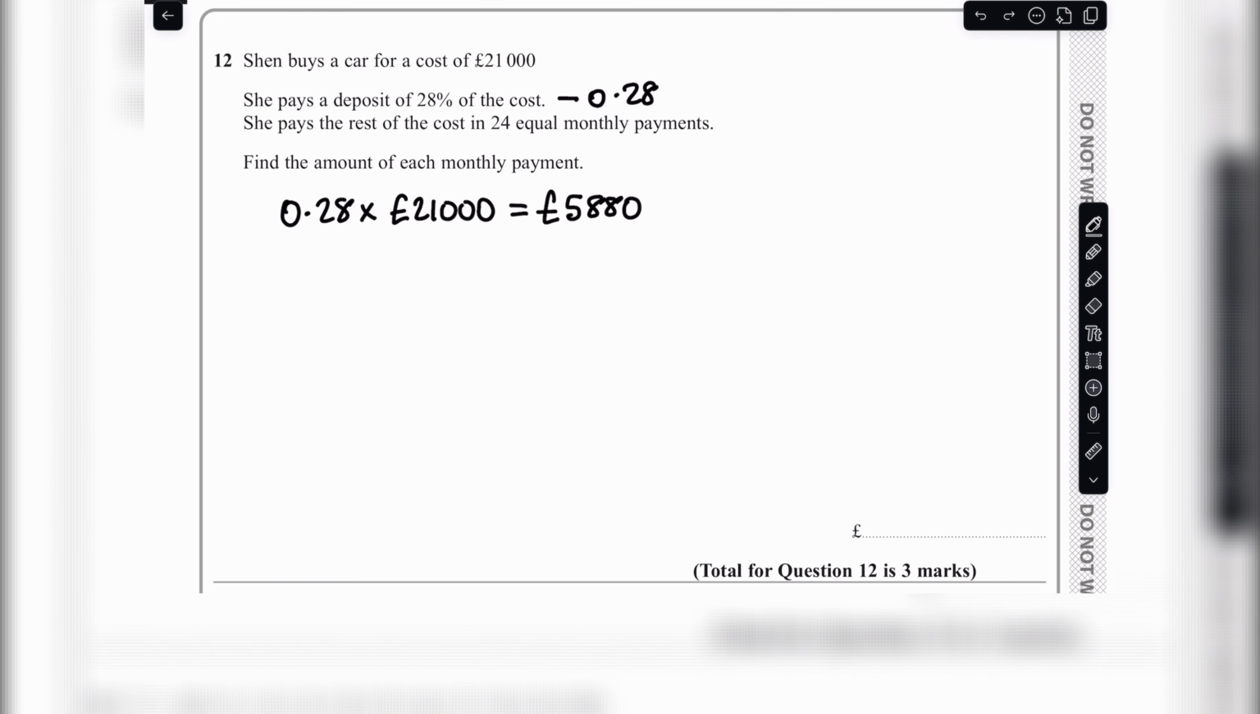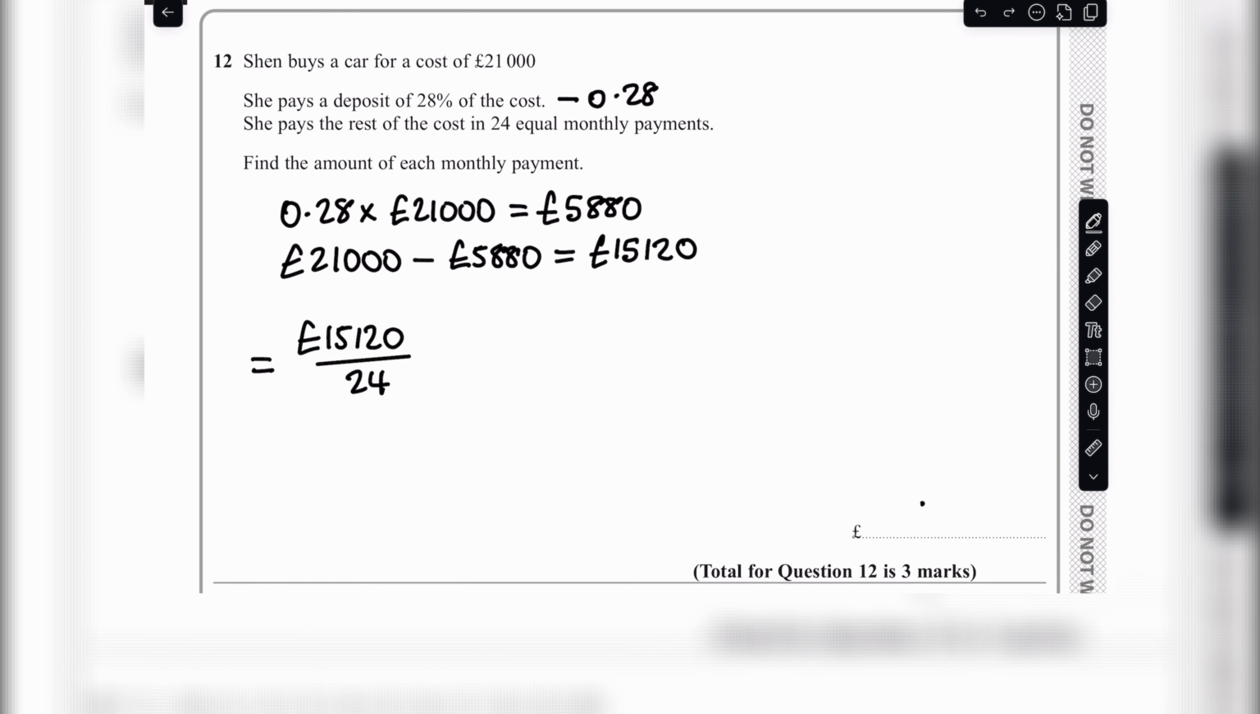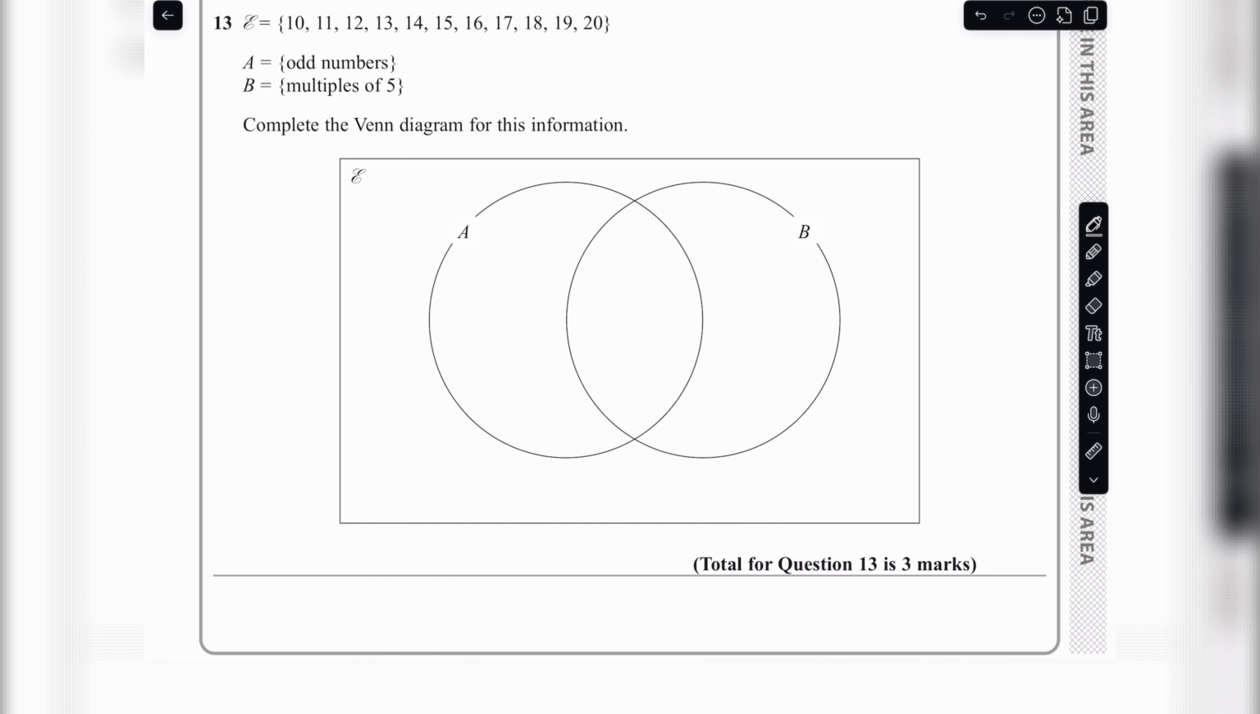£5,880. And given as Shen pays this as a deposit, we can subtract this value from £21,000, giving us a value of £15,120. And we are told that she pays the rest of the cost in 24 equal monthly payments. So all we need to do is divide this value by 24. So the final answer is £630. In question 13, we are told to complete the Venn diagram for this information.